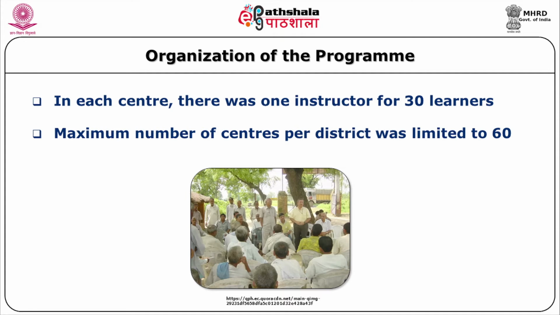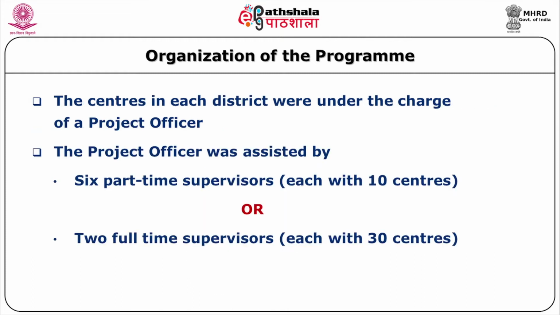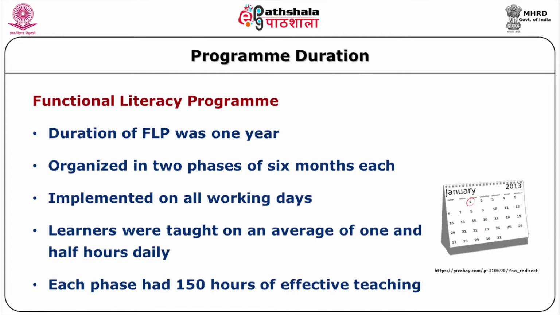In each center, there was one instructor for 30 learners. Maximum number of centers per district was limited to 60. The centers in each district were under the charge of a project officer. The project officer was assisted by 6 part-time supervisors, each with 10 centers, or 2 full-time supervisors, each with 30 centers. The duration of this program was for 1 year.